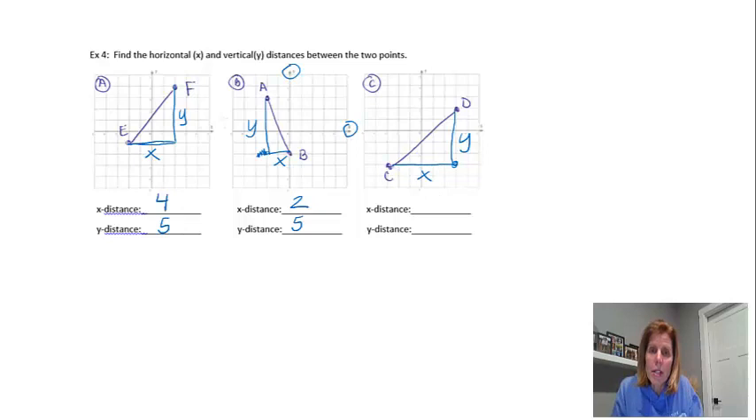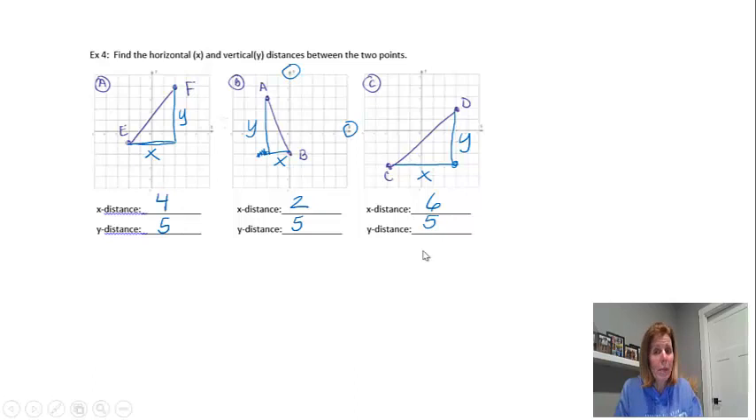Okay, so my x distance, I'm going to start at C and count 1, 2, 3, 4, 5, 6. And then my y distance, I'm going to start down here this time and go up towards D. 1, 2, 3, 4, 5. So my y distance is 5.